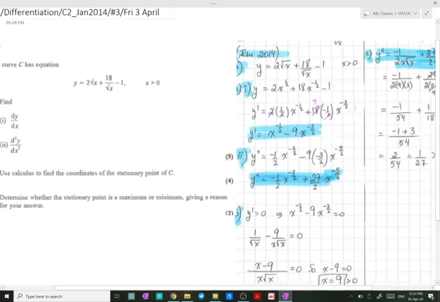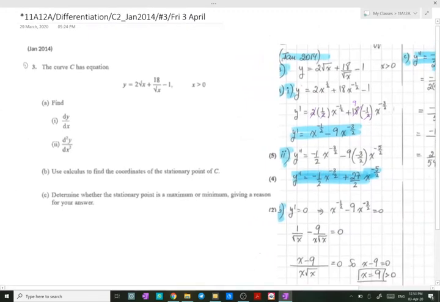When you derive this for the second time, it means you're finding d squared y over dx squared. Therefore, you derive again. So you take the derivative and derive it again. So you multiply this with the coefficient, and then you subtract 1 from minus 3 over 2. So you're going to have minus half multiplied by 1 is minus half, and subtract 1 from minus half, it's going to become minus 3 over 2.